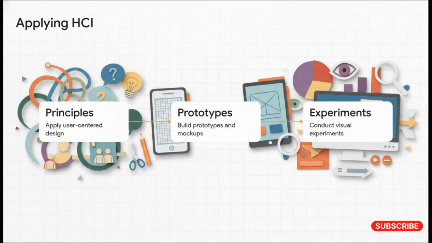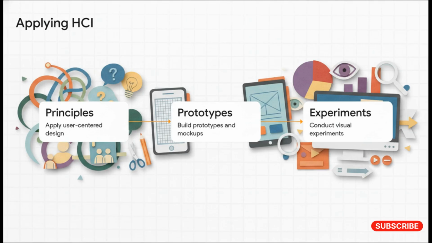Because of this focus, when you're taking an HCI course, the goal is never to just learn a piece of design software. Instead, it's about step-by-step application. Step 1. Students apply usability, interaction, and user-centered principles. Step 2. They use tools to build prototypes and mock-ups to bring those principles to life. And Step 3. They conduct visual experiments. The software is really just a vehicle to step-by-step apply interaction design principles and see what actually works for a real human user.